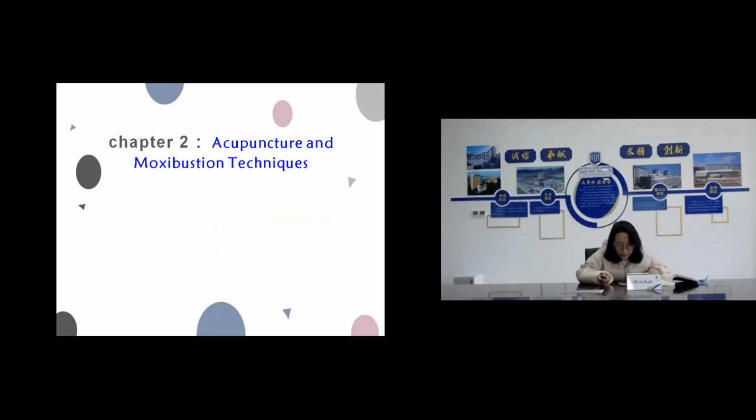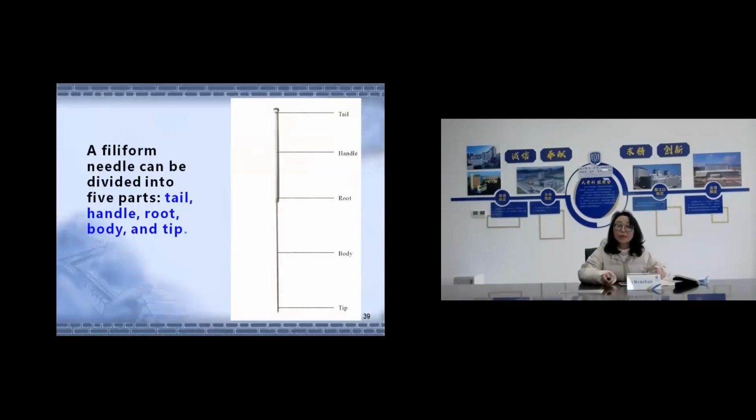In chapter 1, I will introduce the manipulation of acupuncture. Now in clinic, we use some filiform needles. The filiform needle can be divided into 5 parts: the tail, the handle, the foot, the body, and the tip.